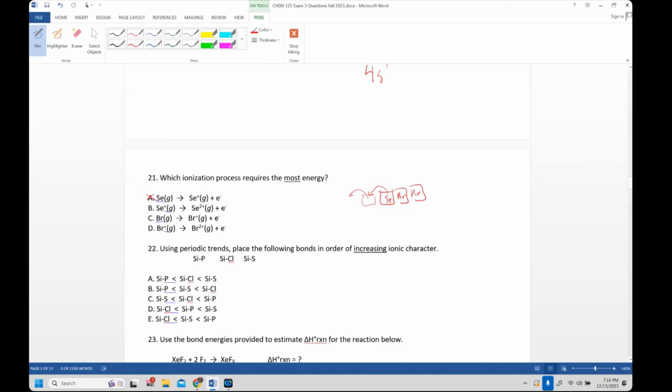For bromine, bromine has a higher ionization energy than selenium, so its first ionization will be rather difficult, but again, its second ionization will be even more difficult than selenium's second ionization. So that means bromine plus is going to be the highest ionization. It requires the most energy. The reason is that bromine has more protons, so it will hold on to those electrons tighter. It will require more energy to give them up.